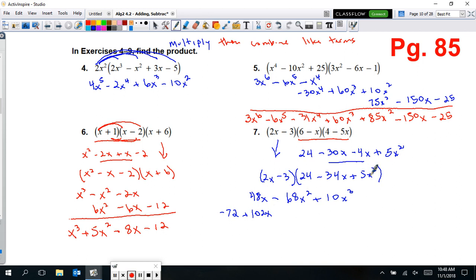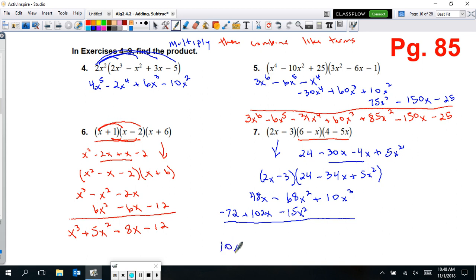And then negative 3 times 5, it's negative 15. It will have an x squared, so we'll line it up with this other x squared term. 15x squared. And now we combine them together. So I'm going to write it in descending order. So I'm going to kind of go backwards a little bit because my x to the third is here at the end. So it's got to start off with 10x to the third.